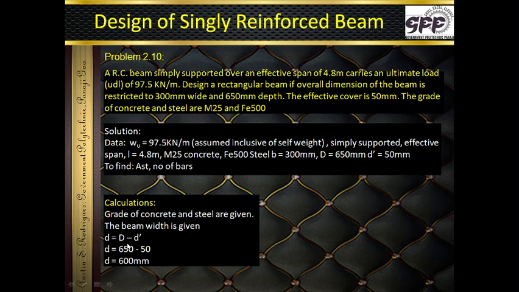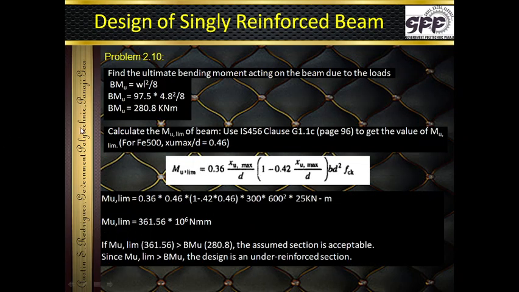Effective depth can be easily calculated from the overall depth and the effective cover. So overall depth minus effective cover gives me the effective depth. So 650 minus 50, the effective depth comes to 600 mm. So all the parameters are known. Now we have to go ahead and calculate the amount of steel required in this particular beam. First, find the ultimate bending moment acting on the beam due to the loads.